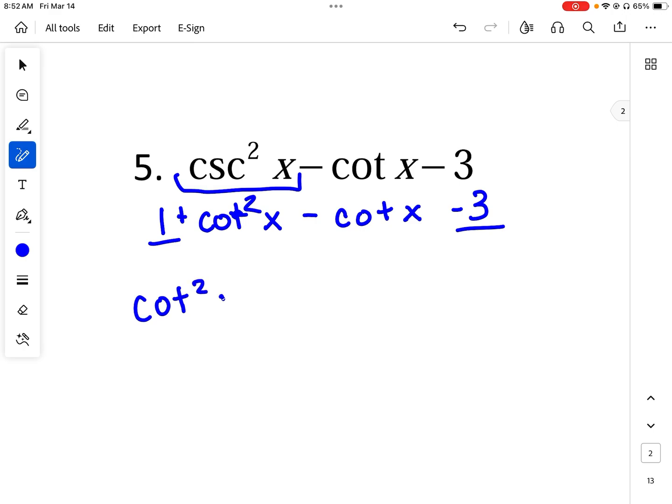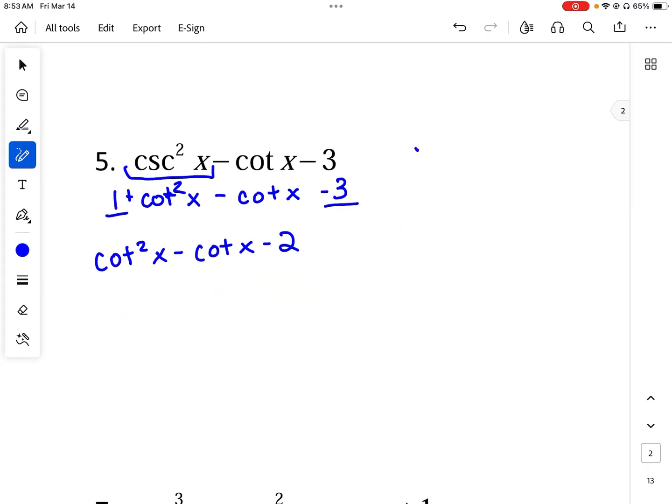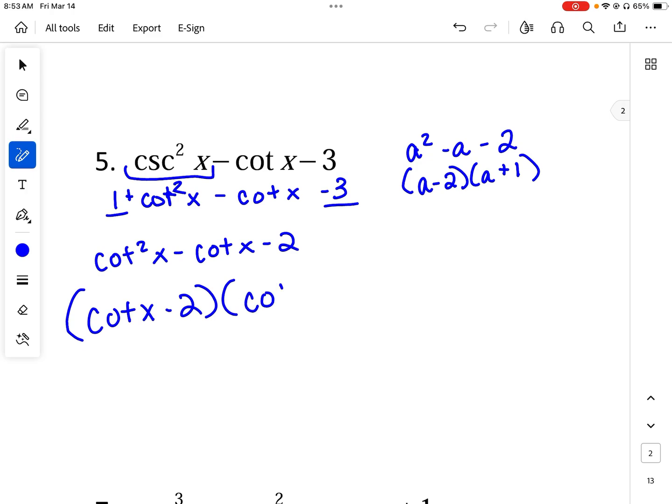And then the only terms I can combine are these. So I have cotan x squared minus cotan x minus 2. All right, so let's think about this as a squared minus a minus 2. So what multiplies to get negative 2 and adds to get negative 1? Well, it's this. So I'm going to do cotan x minus 2, cotan x plus 1.